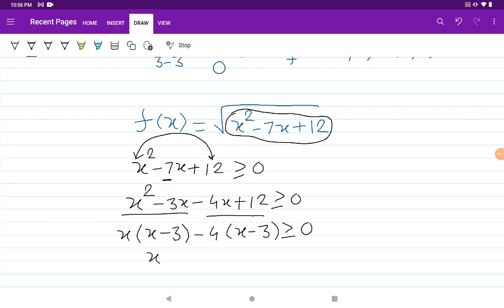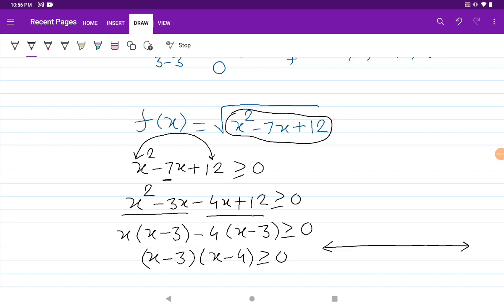So it's become (x − 3)(x − 4) ≥ 0. Now we have to find the value of x for which this inequality is greater than or equal to 0. So you can put these critical points on the number line. What is the critical point here? Critical point means the value of x for which this expression becomes 0. So here we have two values, x = 3 and x = 4.